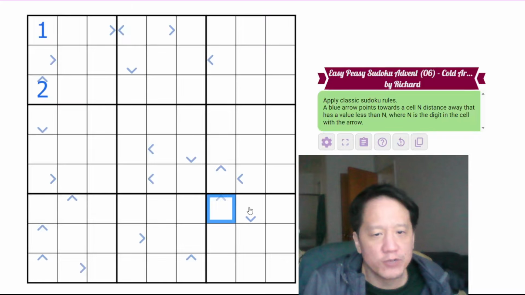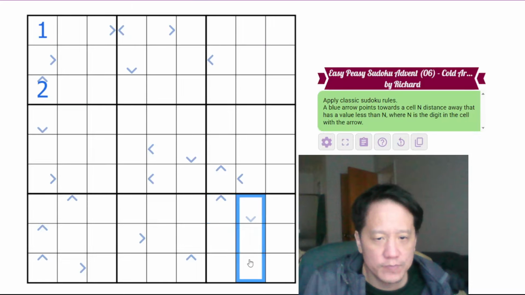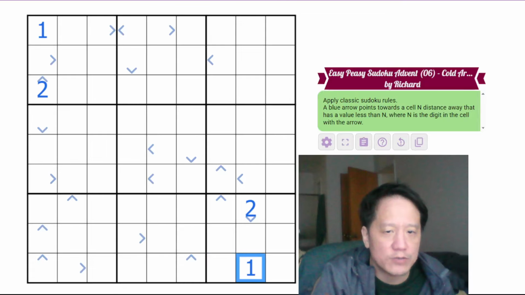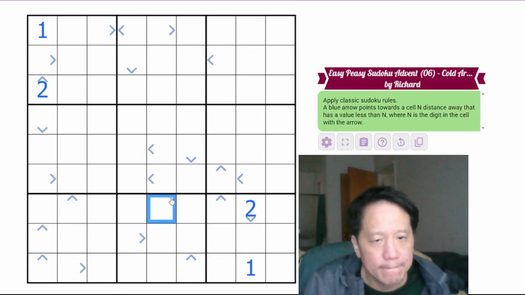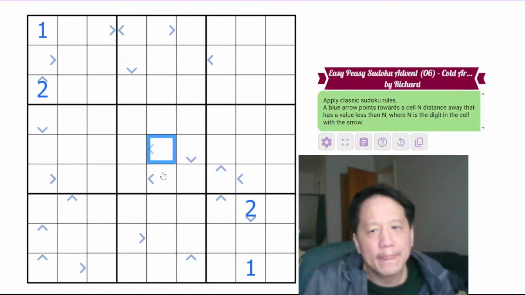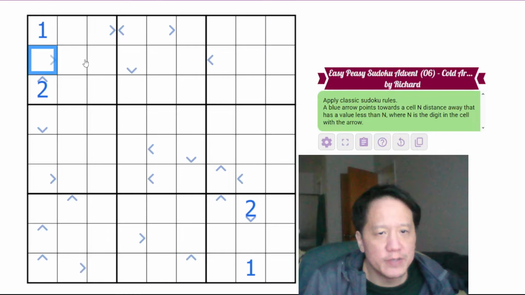Let's see, what else can we do? This has to be 2, because it can't be 1, because then there's no digit that's smaller than 1. So this is 2 away, which forces this to be 1. Do we have anything else? This can obviously not be 1.